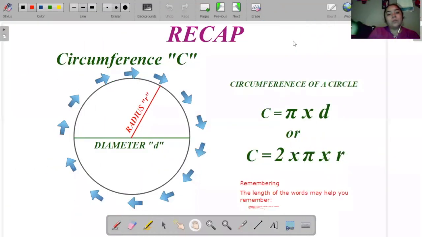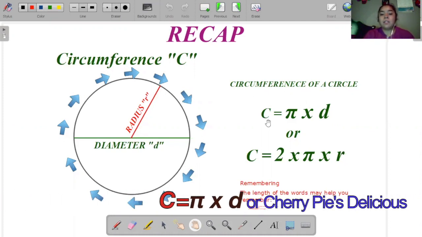Okay, so finally let's do a recap of what we learned today. Today we learned about circles. We learned about 3 basic parts of a circle: the circumference, which is the distance around the circle; a radius, which is the line segment that goes from the center to any point on the circle; and the diameter, a line segment that goes across the circle through the center. We also learned how to find the circumference of a circle using 2 formulas: C is equal to pi times D, or C is equal to 2 times pi times R.